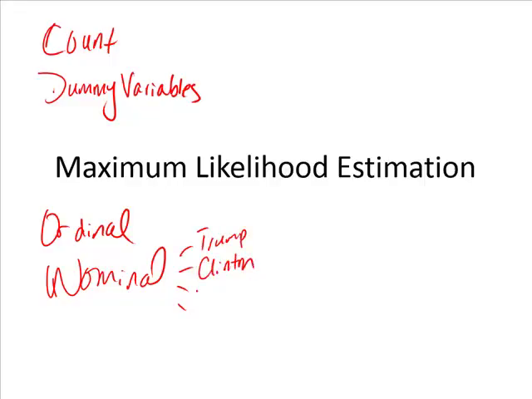Probably should put Clinton first since she got the most number of votes, but Johnson, Stein, other. One of the first times that I encountered an MLE model that would do nominal outcomes, we were trying to predict who people would have voted for if Ross Perot didn't run against Clinton and Bush in 1992.